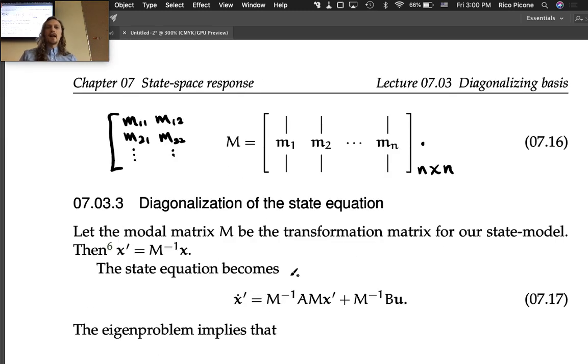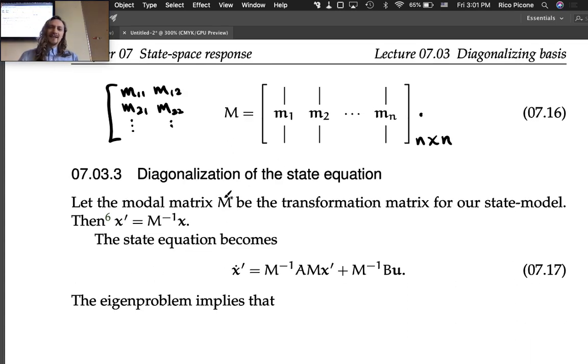So, diagonalizing the state equation. Let the modal matrix M be the transformation matrix for our state model. So for no apparent reason, we're going to say, okay, instead of our transformation matrix being just some P, some random matrix that we come up with, let's make it be the modal matrix. See what happens. Good things happen. That's the secret, right? So here we go.